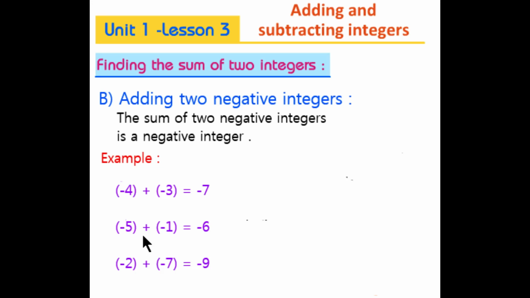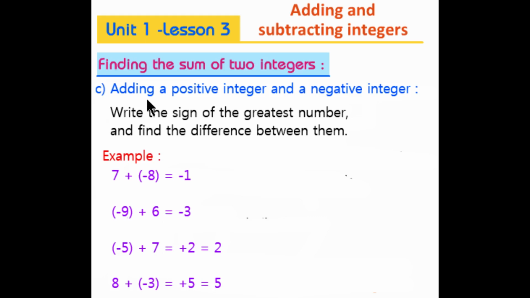Negative 5 plus negative 1 equals, write negative, and 5 plus 1 equals 6. Negative 5 plus negative 1 equals negative 6. Negative 2 plus negative 7 equals negative 9.